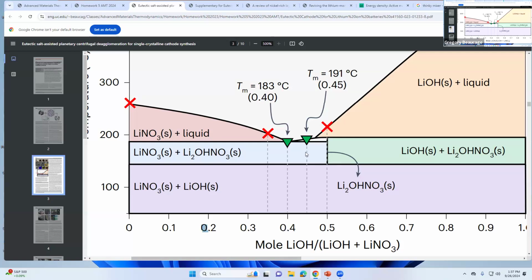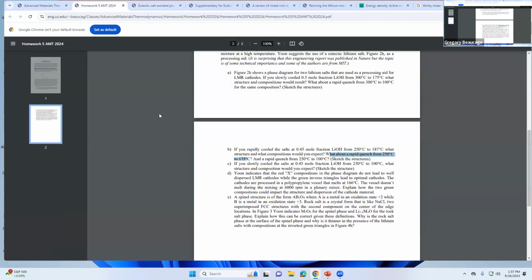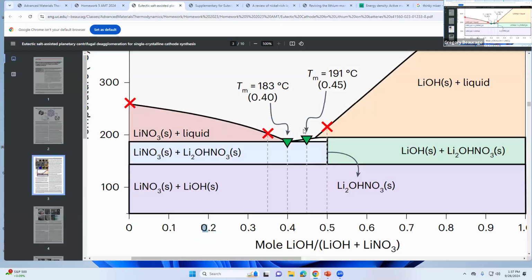I get to put 5% here. You can eyeball it, or you could measure it with a ruler if you have one, and figure out what the percentages are. And then the other one is a rapid quench from 250 to 100. I think that one, 250 for that composition to 100, just gives you the mixture of the two salts: 55% lithium nitrate and 45% lithium hydroxide. That'll just be a bunch of grains, but one will have bigger grains than the other. One will have 55%, the other 45%. One's just slightly bigger than the other.